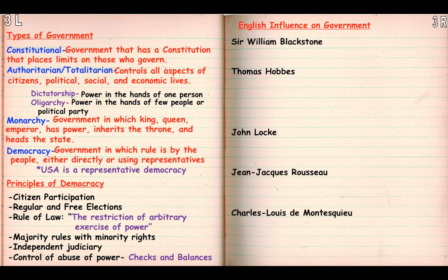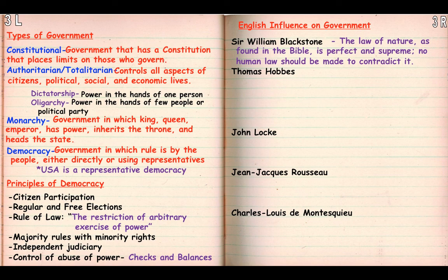English influence on government. These 5 people are super, super, super important into what kind of country we are today. This part is also matching on your tests, and through your quizzes, it is multiple choice. So make sure that you are paying attention to their descriptions. So first we have Sir William Blackstone.